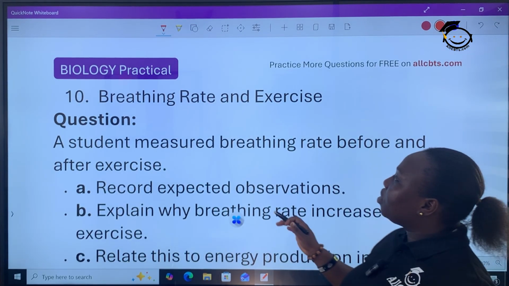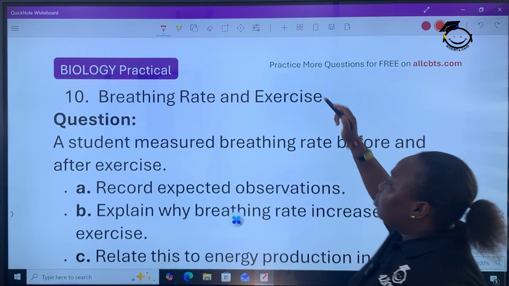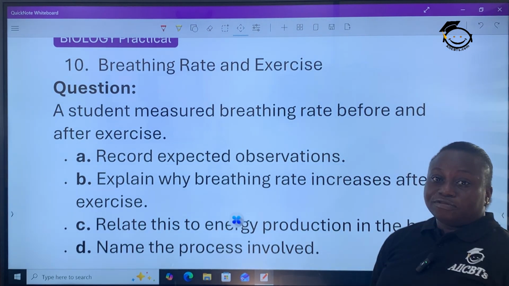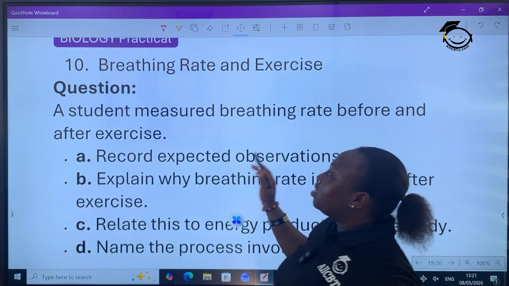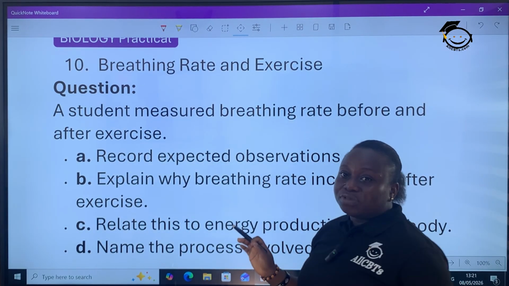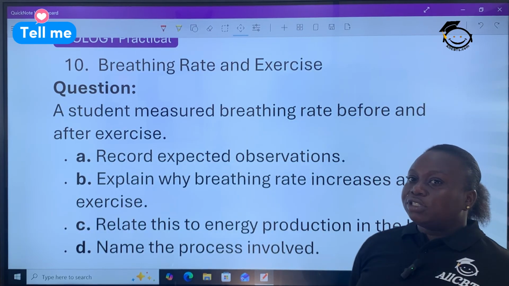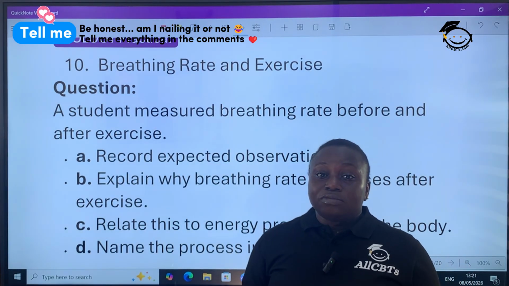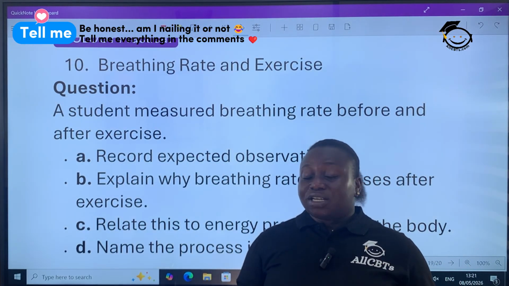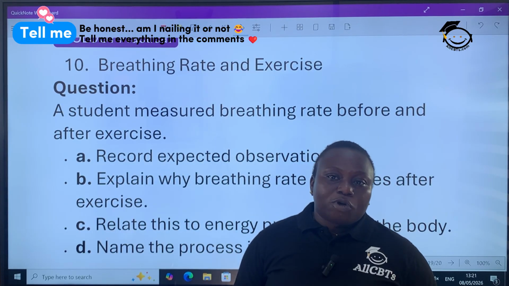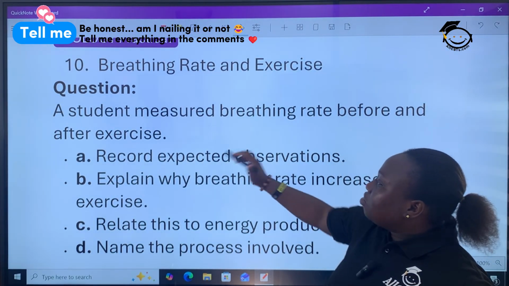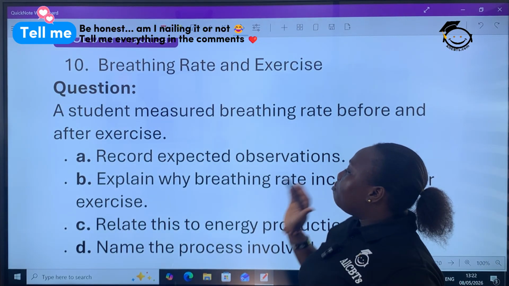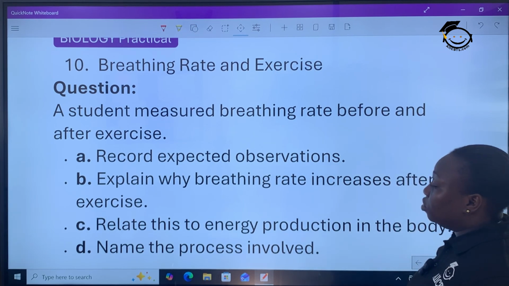Number 10, breathing rate and exercise. Now this one is like a practical, in a way that you can even do it where you are. Students measured breathing, and most times it comes as a practical, but they don't really expect you to do it. They don't expect you to start breathing out fast, because they expect you to know it's a daily life activity. They expect you to know what is already happening. Now, students measured breathing rates before and after exercise. A, record the expected observations.